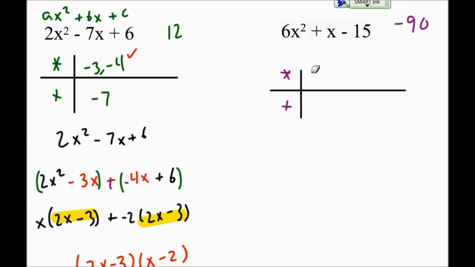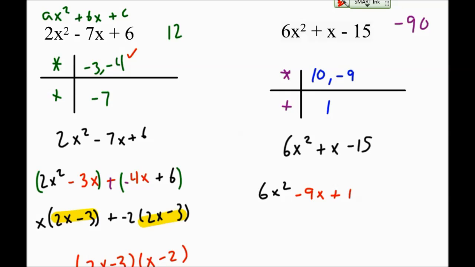So let's see. Let's do this. 10 times -9. Well, 10 times -9, that's -90. Add them together, and I get 1. So that fits the bill. So again, I'm going to rewrite it. So 6x squared plus x minus 15 becomes 6x squared minus 9x plus 10x minus 15.